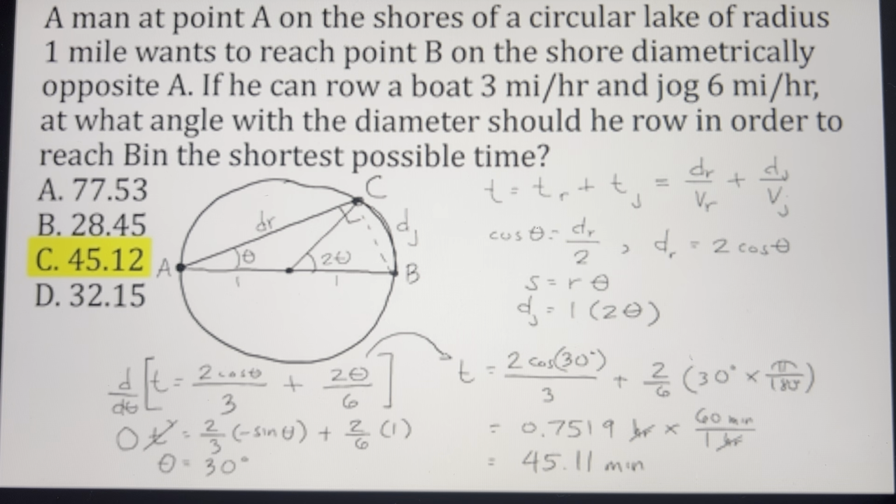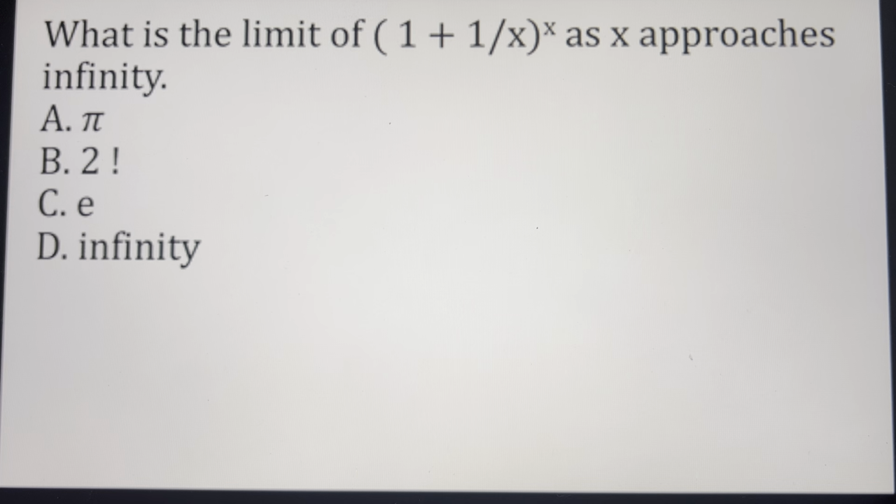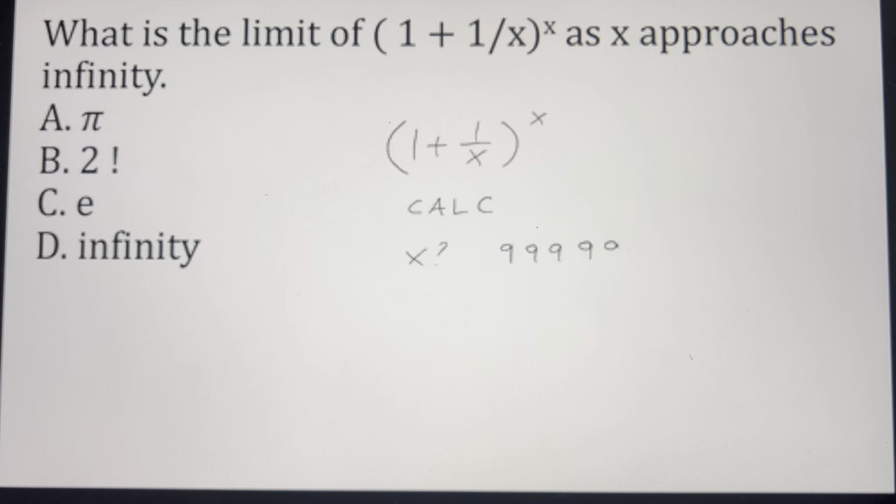What is the limit of 1 plus 1 over x, raised to x, as x approaches infinity? So you put this in your calculator, press calc, and when you are asked for the value of x, put infinity or a very large number, let's say 99999. So the answer here will approach a value of 2.718281828, or that is equivalent to e.